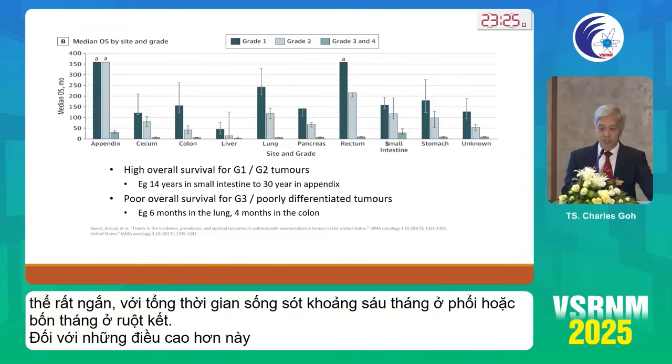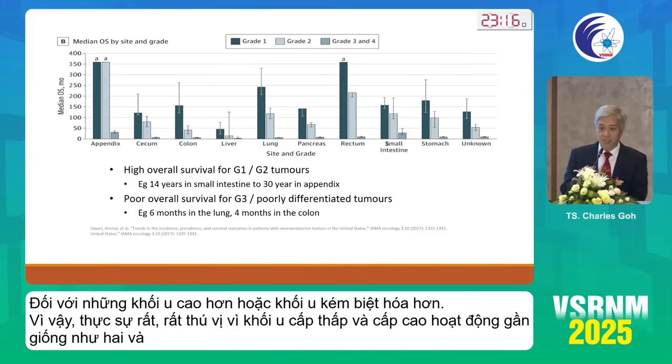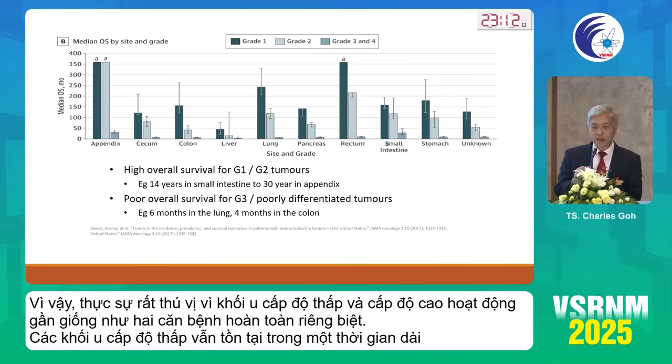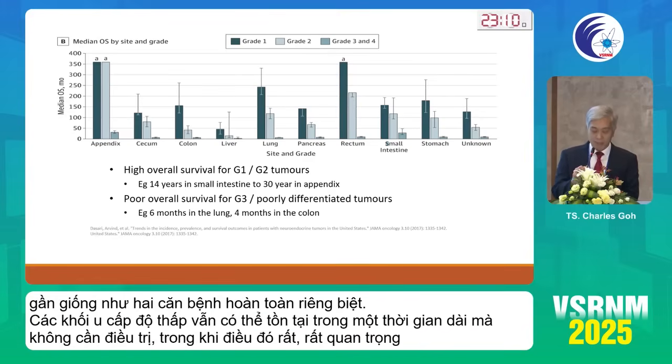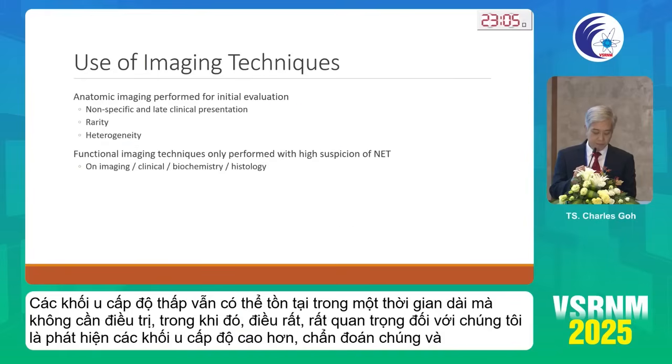or more poorly differentiated tumors. So it's actually really quite interesting because the low-grade and high-grade tumors behave almost like two entirely separate diseases, with the low-grade tumors actually surviving a long time without treatment, whereas it's very, very important for us to pick up the higher-grade tumors, diagnose them, and get them treated rapidly.